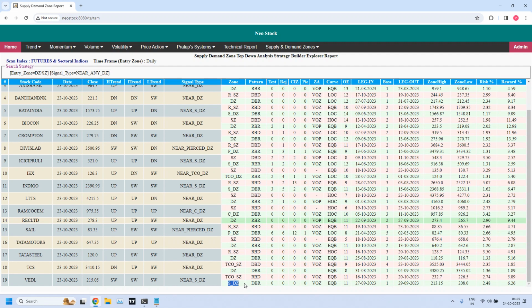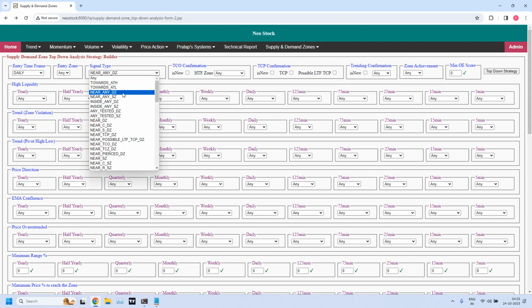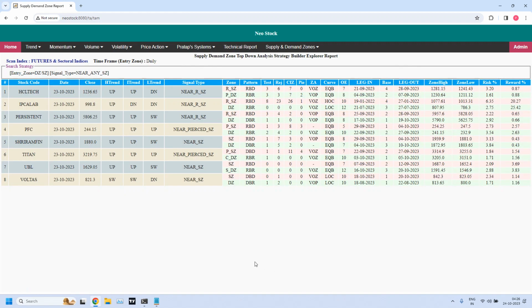Okay, this is about stocks near daily demand zone. Let's go back. For entry time frame daily, let us find the stocks near daily supply zone. So here again we have found 8 stocks. We have high liquidity zones, HCL Tech, IPCLF, but it is already pierced. But see how many rejections, 23 rejections. My God, this is from 2022.